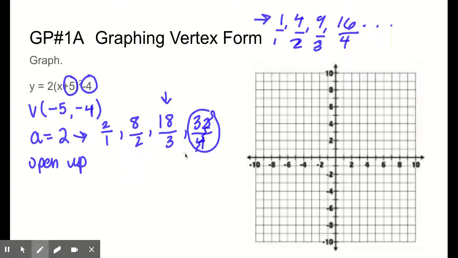So we can go ahead and put our vertex on our graph. Our vertex is at -5, -4. So go ahead and plot your vertex on your coordinate plane. Make sure you are using graph paper.